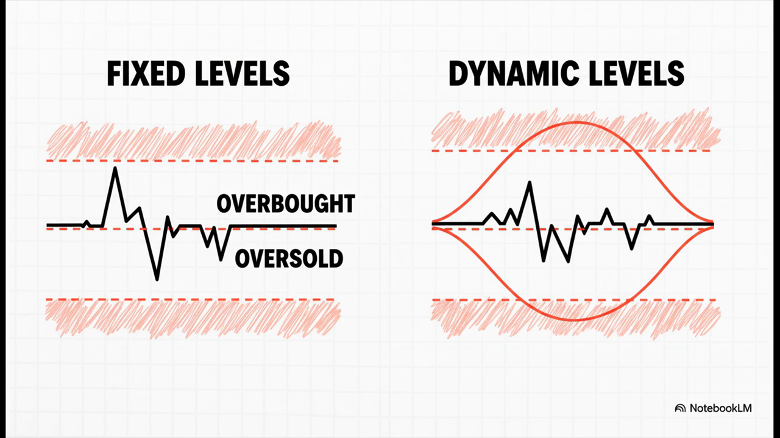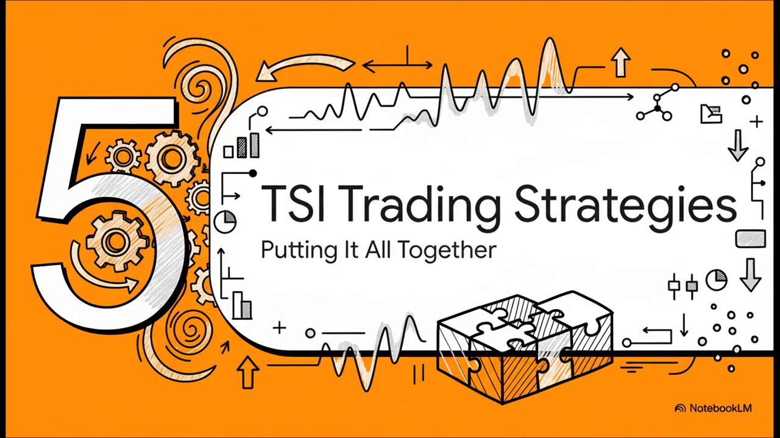Now, this is super important to understand. With some indicators, you have these fixed overbought or oversold levels, right? Like 70 and 30. The TSI doesn't work that way. Its extreme levels are totally dynamic. You have to look back at the chart for that specific stock to see what counts as an extreme. A high reading is just a warning flag that things might be getting a little stretched, not a signal to just blindly sell.